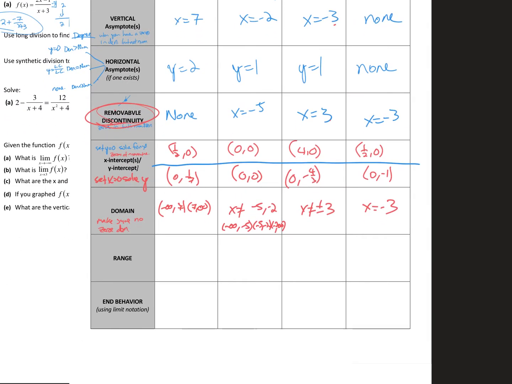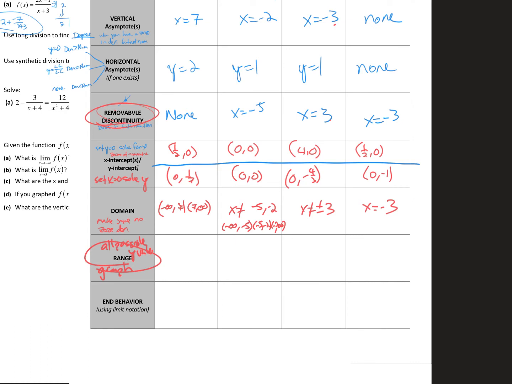Range, not much you can do, but you're just going to have to graph. And we've talked about graphing the range before. I'm not going to take any more of your time today going over the range. Remember, it's all possible y values. So you're just looking at, does the function hit every single y value?